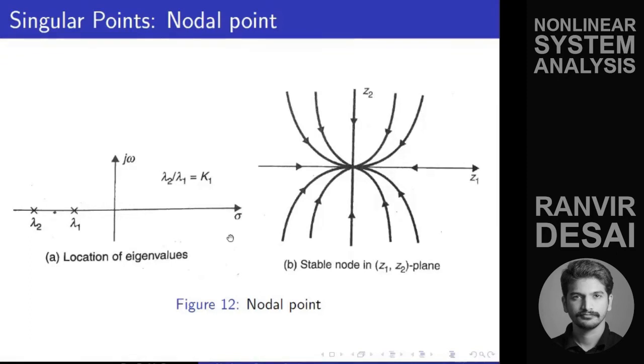Now this particular combination is called a stable nodal point. It is a nodal point, no doubt, but it is a stable nodal point because both eigenvalues are on the left half, and all the trajectories, if you start at any point, let's say you start at this point, will go this way towards 0, 0. So all points in this plane are going to 0, 0.